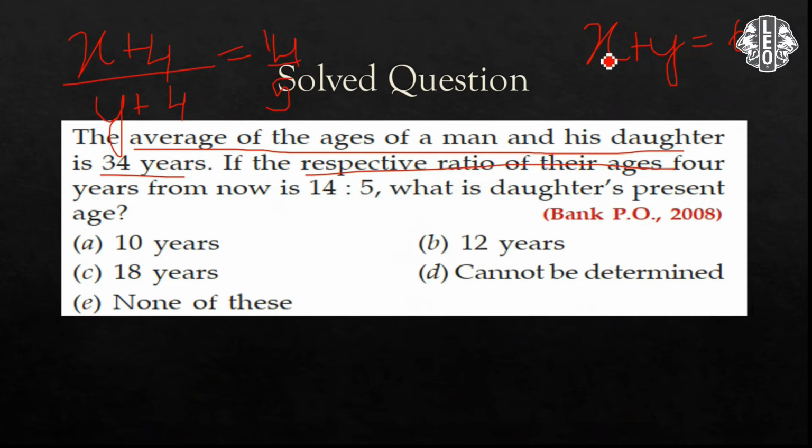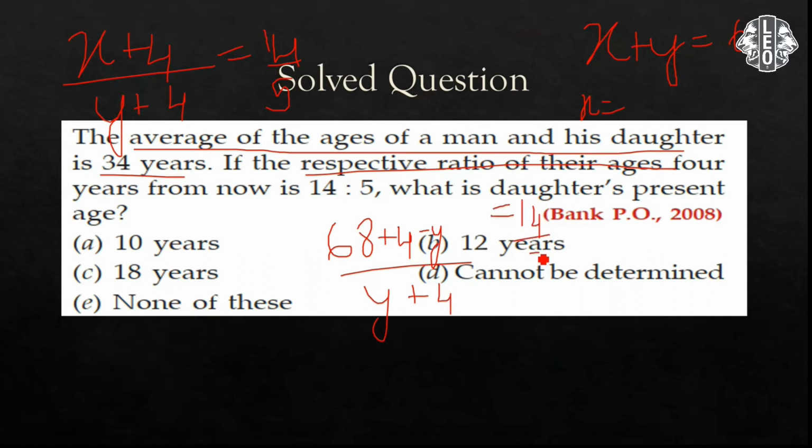It's very easy. I'll give you a hint. Like the past problem, it will become easy if you just get one value of x. x is equal to 68 minus y, if I take. So (68 + 4 - y)/(y + 4) will be equal to 14/5. That is 68 plus 4 is 72, so (72 - y)/(y + 4) is 14/5. You'll need to solve this equation.